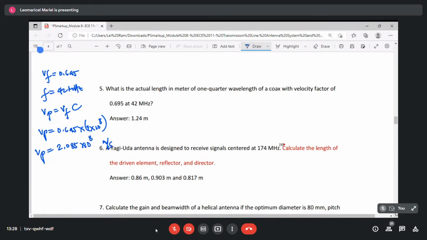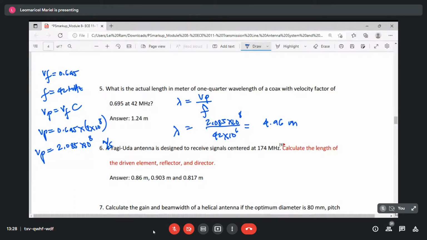Now, kung kukunin mo yung lambda, that will be velocity of propagation over frequency. Since wala tayong speed of light, ginawa na nga natin velocity of propagation. So the lambda therefore will be 2.085 times 10 to the 8 all over the frequency of 42 megahertz, so 42 times 10 to the 6. So ilan? 4.96 meter.